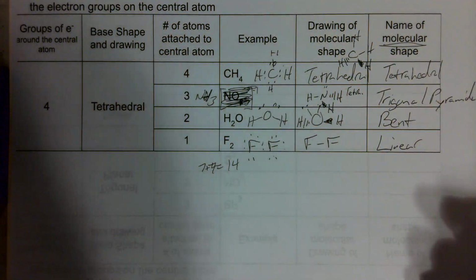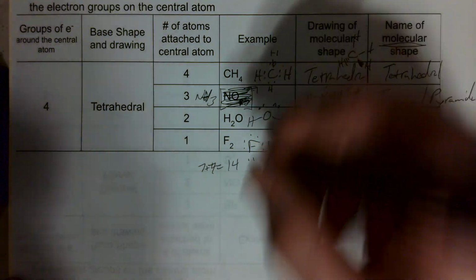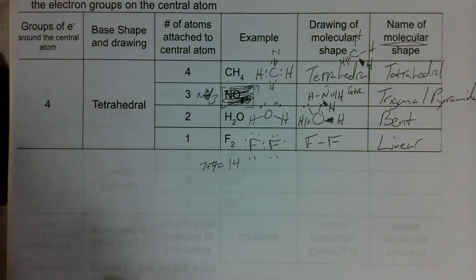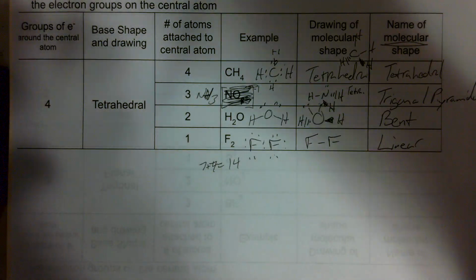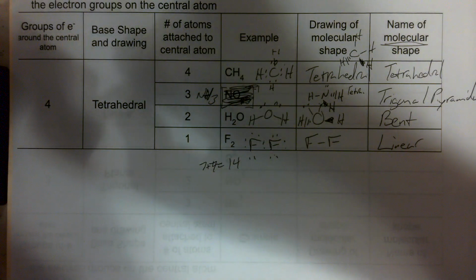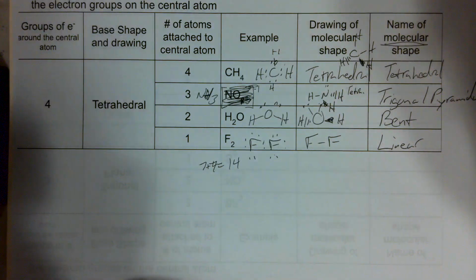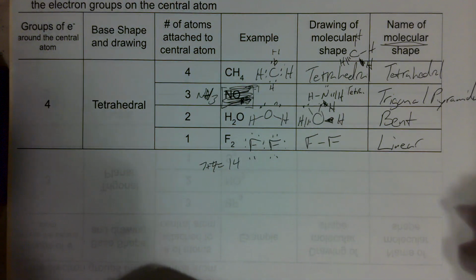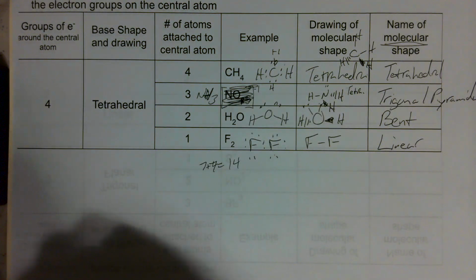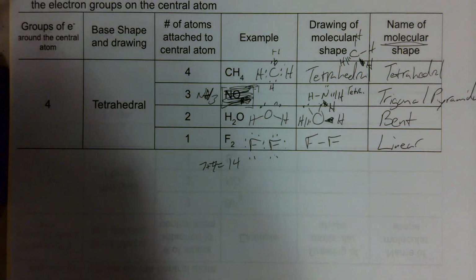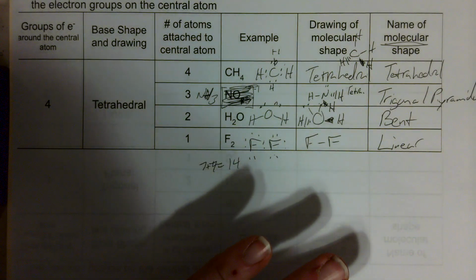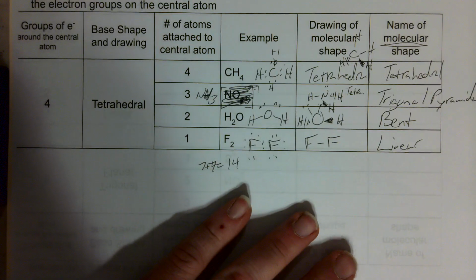Now the reason why it's not tetrahedral is because, even though the base shape is tetrahedral because we have the other electrons, we're talking about what's attached to the central atom. We're kind of ignoring the other lone pair electrons. We're just talking about how the different atoms are in an arrangement. The base shape accounts for the electrons. The molecular shape doesn't. That's kind of what we're going with here.